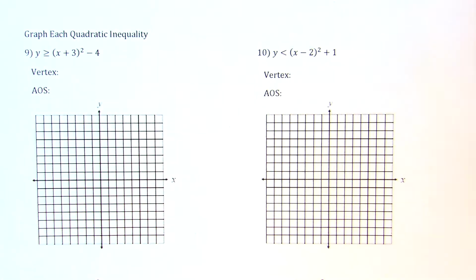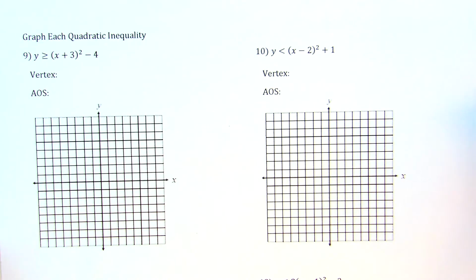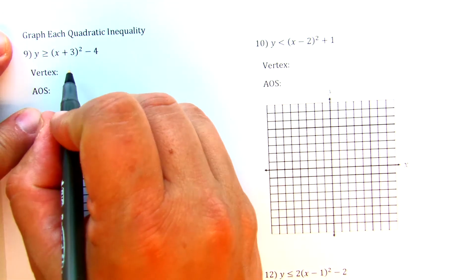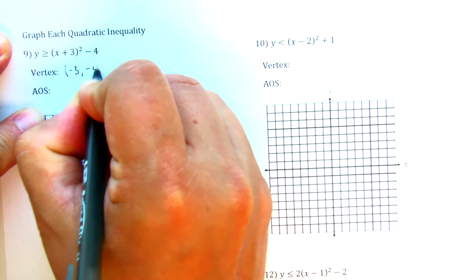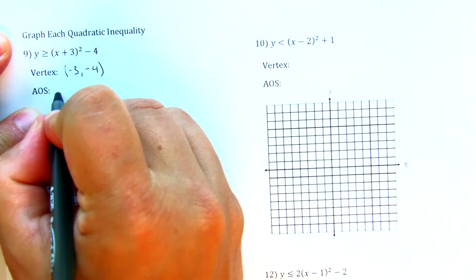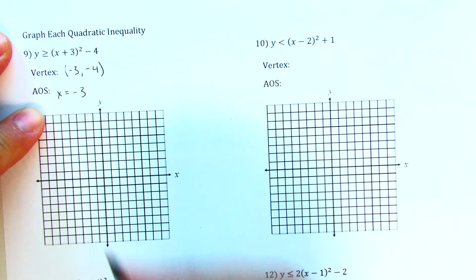Okay, this video is going to be about graphing quadratic inequalities. This is going to be a lot like graphing quadratic functions, and also a little bit like, if you remember, graphing absolute value inequalities. It's going to be kind of like both of those. So we're going to start, just like with the quadratic functions, with finding the vertex. In this case, it's (-3, -4), which means my axis of symmetry is at x equals -3.